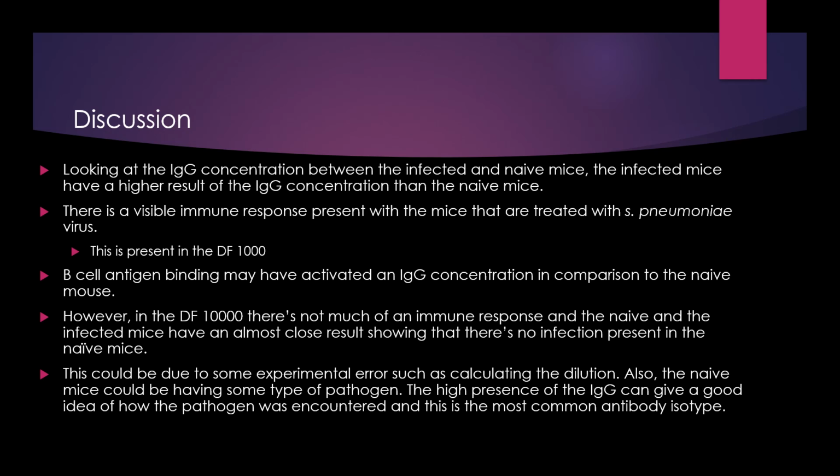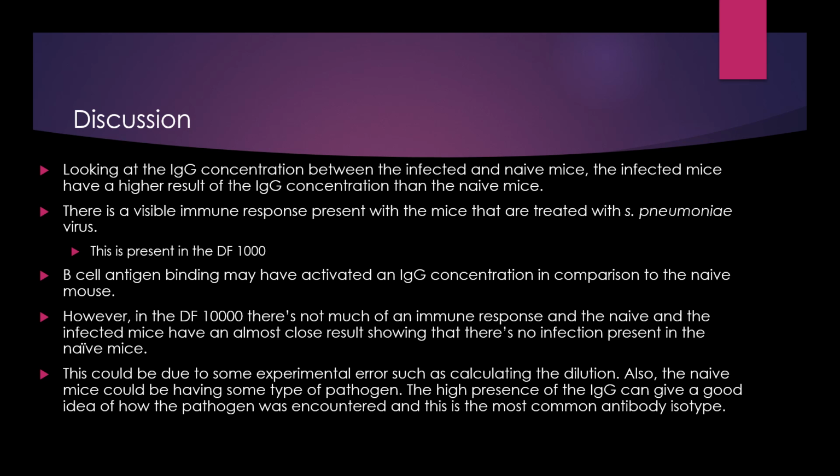B cell antigen binding may have activated an IgG response in comparison to the naive mice. These B cells may have initiated antibody production to opsonize the S. pneumoniae, resulting in activation of complement and macrophage phagocytosis. However, at the dilution factor of 10,000, there's not much of a response, and the naive and the infected mice have almost close results, knowing that there's no infection present in the naive mice.